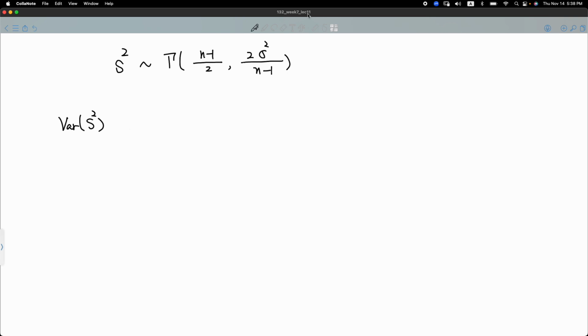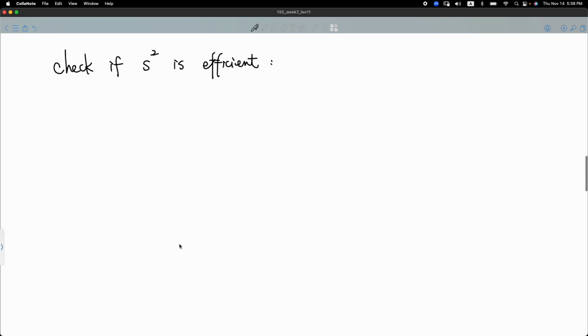Okay, so there are two ways to do this. So maybe let me provide the first one. So now this is to check if S squared is efficient. So the first method, so let me denote method 1.